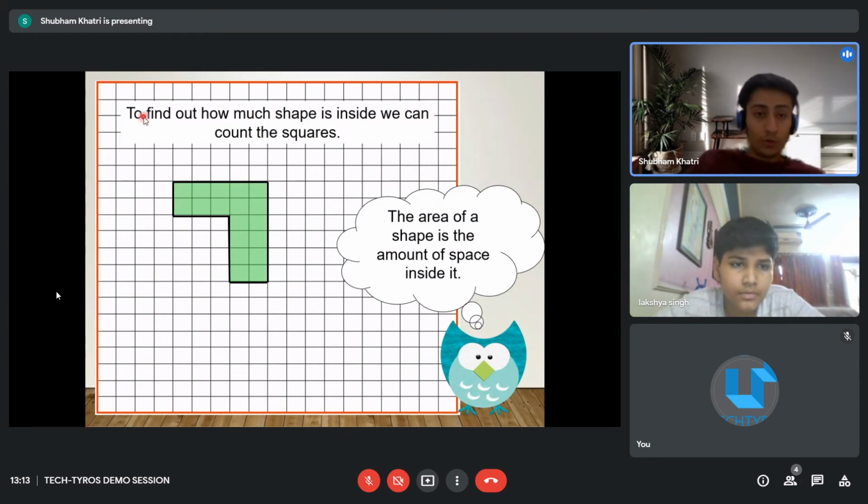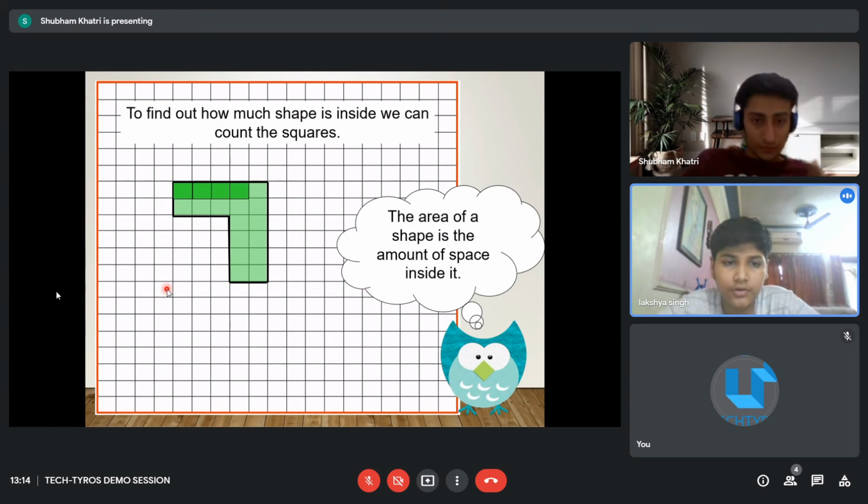So to find out how much is inside the shape, we can count the squares. You'll count along with me. One, two, three, four, five, six, seven, eight, nine, ten, eleven, twelve, thirteen, fourteen, fifteen, sixteen, seventeen, eighteen.